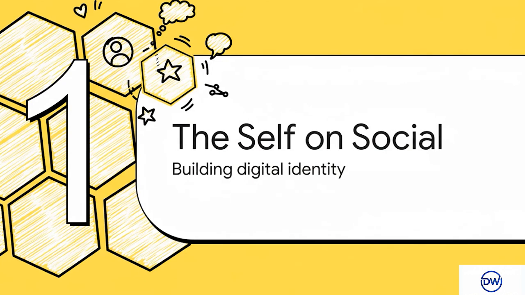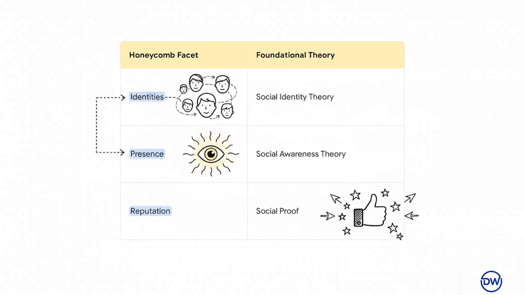Okay, let's start with the most personal piece of the puzzle: how we actually build our identities online. We're going to look at 3 key parts of the honeycomb that are, well, all about you. So this is where it gets really cool. When you map these honeycomb blocks onto classic theories from psychology, you find these incredible one-to-one connections. Identity links right up with social identity theory. Presence is basically social awareness theory in action. And reputation, well, that's just a new name for social proof. Let's break each one of these down.